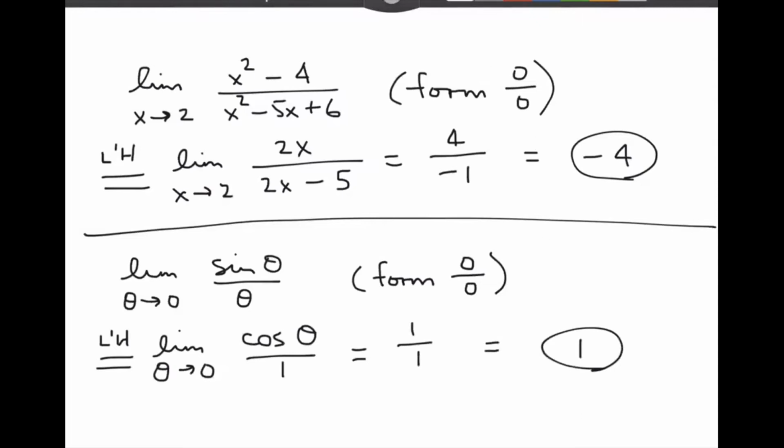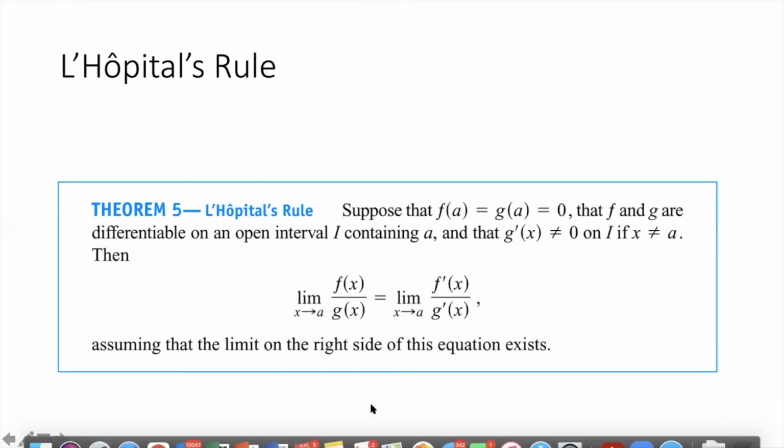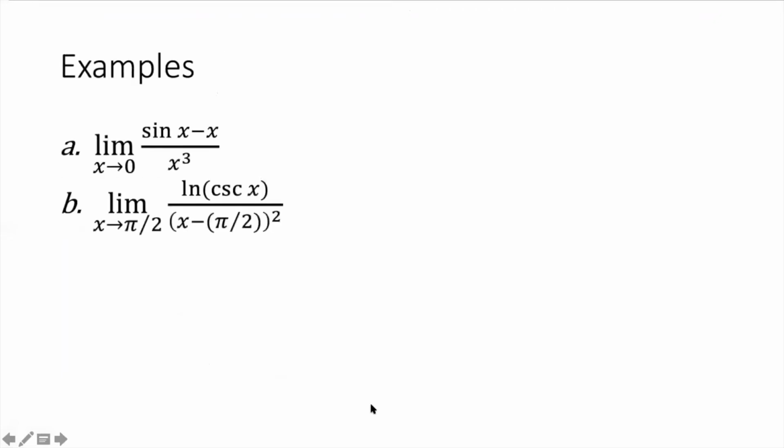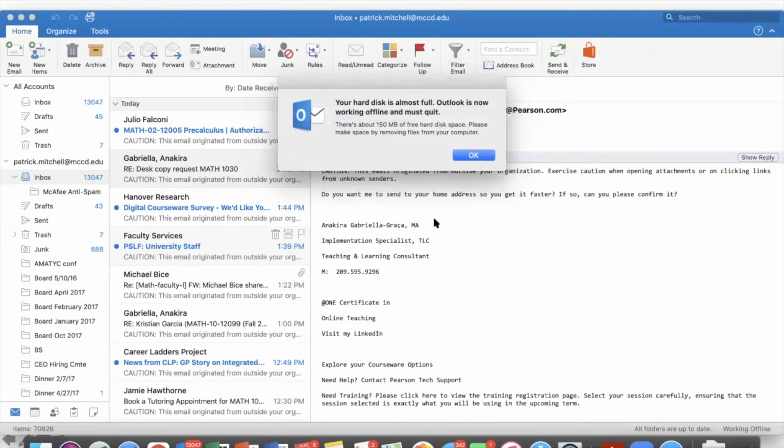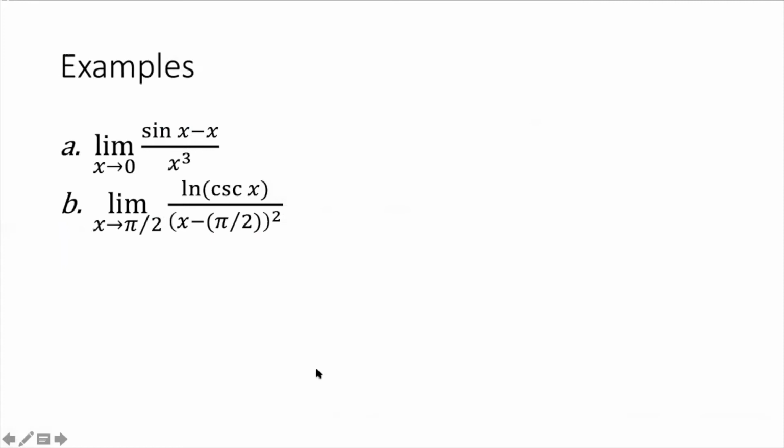All right, now, of course, we're not going to use L'Hopital's rule for a bunch of limits that we already know how to do some other way. So let's get into a few that probably would have stumped you if you had seen them in Calc 1. I think it's just these. Oh boy, hold on. There we go.